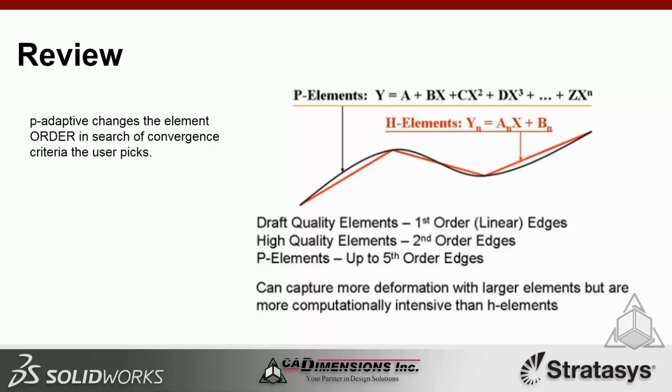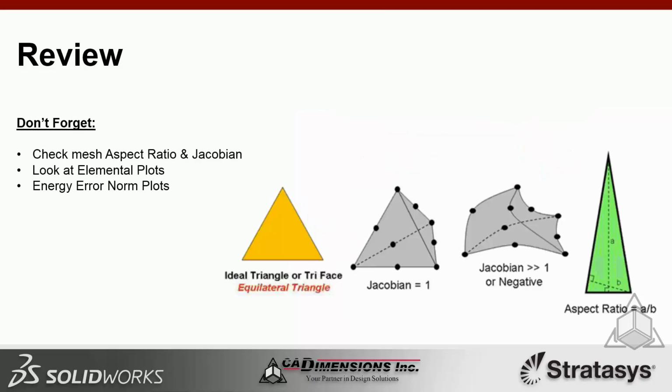Finally, with any mesh, not just adaptive, you're going to want to run some post-processing to verify that your elements are not overly distorted in either curvature or aspect ratio. We can also look at the energy norm plots and elemental value plots to check for jagged lines or individual elements that stand out.